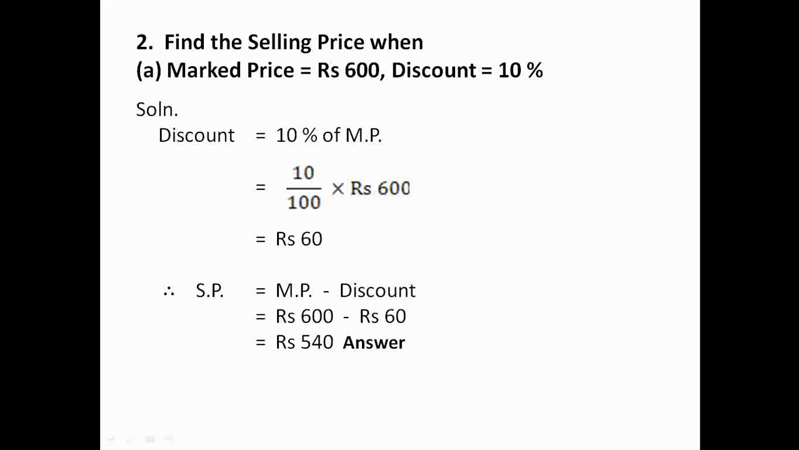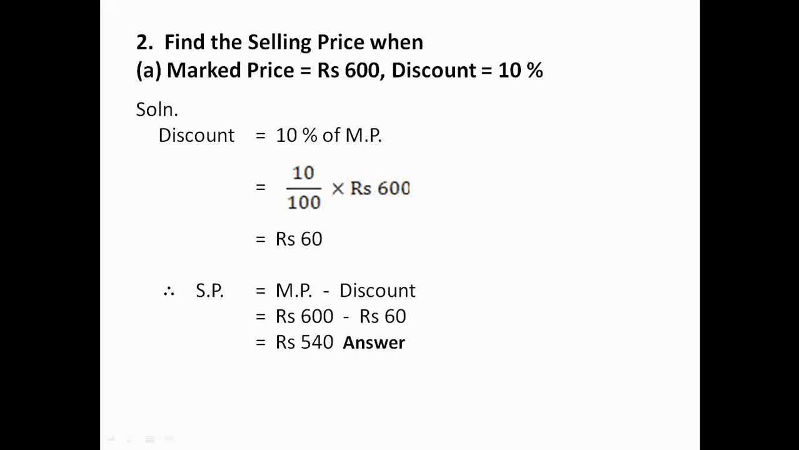And to attract the customer, the shopkeeper has written on the bag a discount of 10%. So obviously the customer will be happy. If you buy the bag, next day you will tell your friends that you got a discount. So how much you will pay to the shopkeeper, that amount you have to calculate, and that is the selling price. Because the shopkeeper cannot take the mark price 600, he has to subtract the discount 10%.